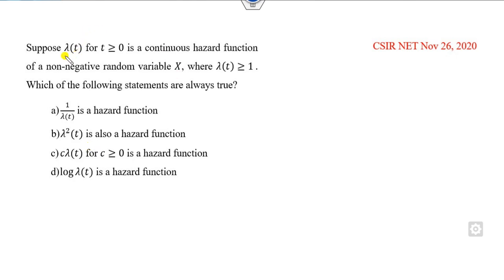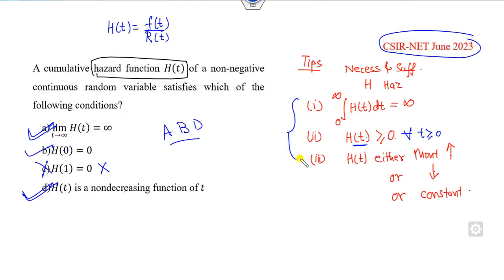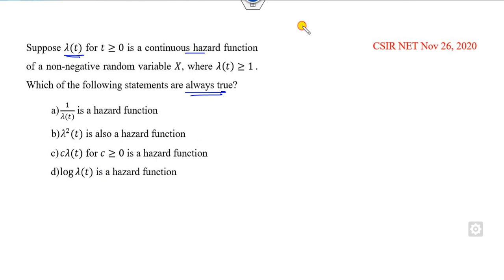Okay, so suppose h of t is a continuous hazard function. Then which of the following are always true? That means these properties hold. The integral from 0 to t of h of t is infinite, h of t is greater than or equal to 0, and it is a monotonic function. Fine. These are the three properties that already hold.